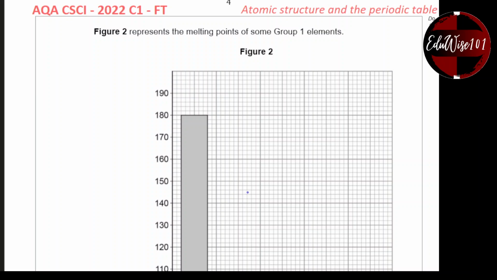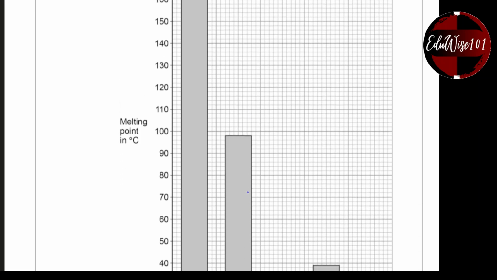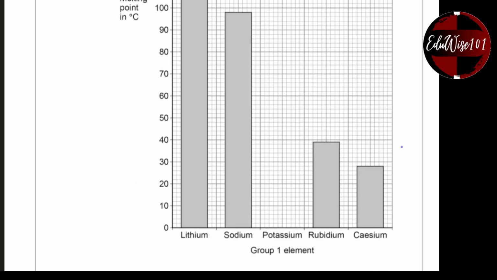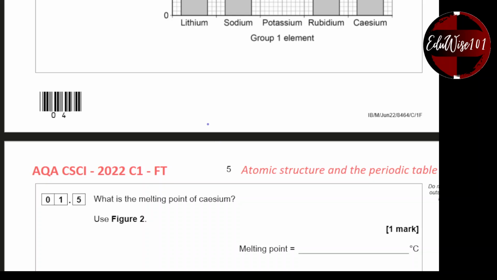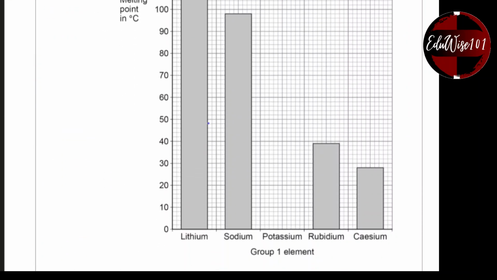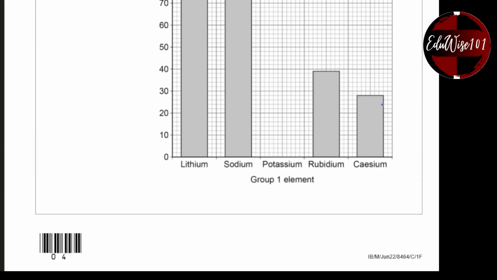Figure 2 represents the melting points of some group 1 elements. So we have a bar chart, and on the y-axis we have the melting point. It goes all the way up to 180. And there's a bar missing for potassium. So what is the melting point of cesium? Cesium is this element over here, which is the last element.